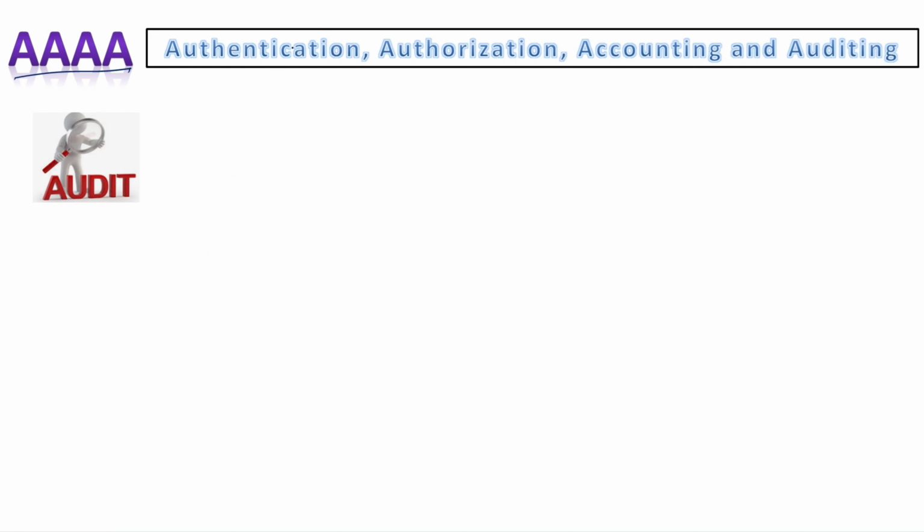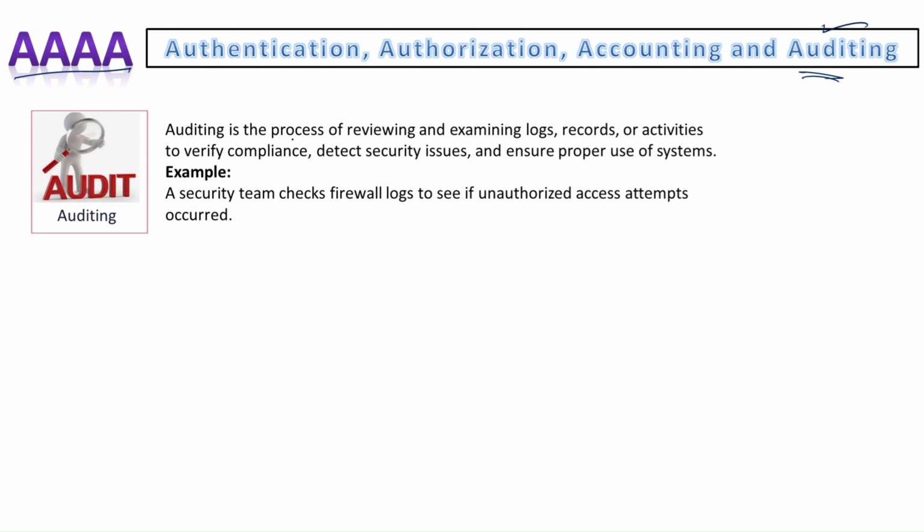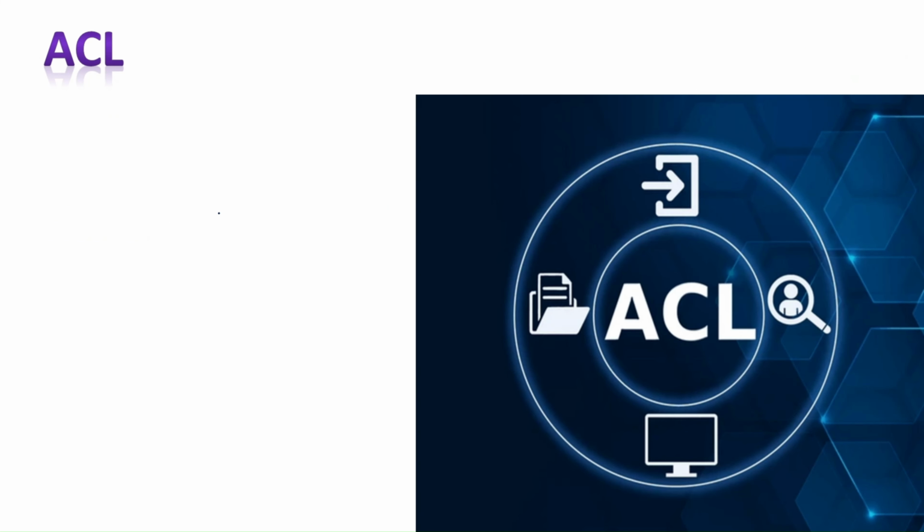So next is the Tetra A. Tetra A is again authentication, authorization, and accounting, and auditing. So the fourth A is for auditing. And what is auditing? Auditing is the process of reviewing and examining logs, records, or activities to verify compliance, detect security issues, and ensure proper use of the system. For example, a security team checks firewall logs to see if unauthorized access attempts occurred.